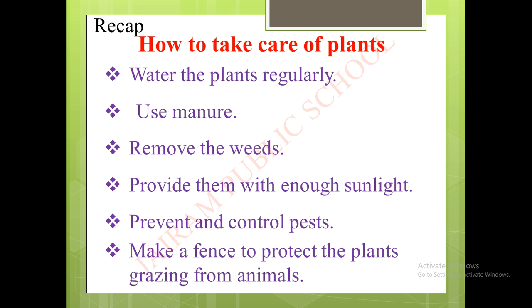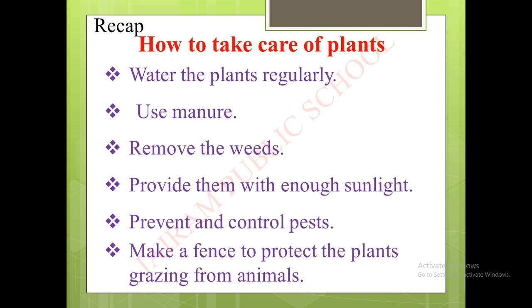Make a fence to protect the plants from grazing animals. So what will happen if the goat or cow comes? They will eat the plants, isn't it? So to protect that, we have to make a fence for the plant from grazing animals.